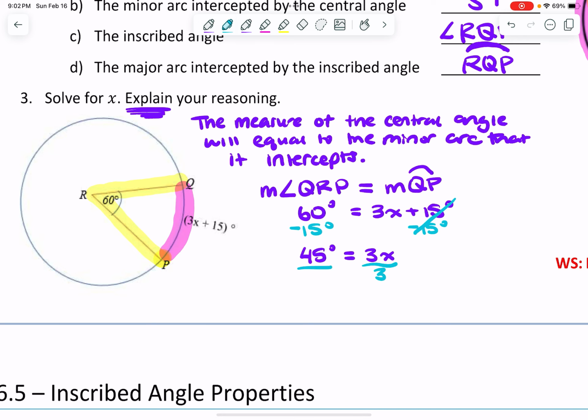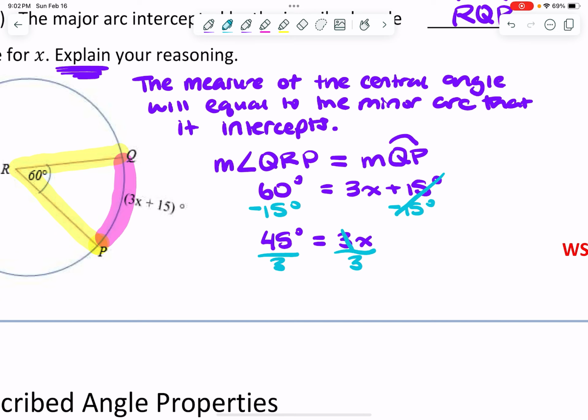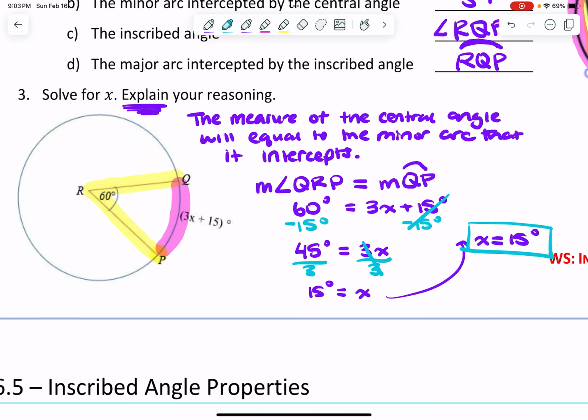The reason why I'm not writing the unit with x is because we assume x encompasses that unit. So I have 15 degrees is equal to x, and that's not in proper form here. We know that we should be writing our variable as equal to instead of the other way around.